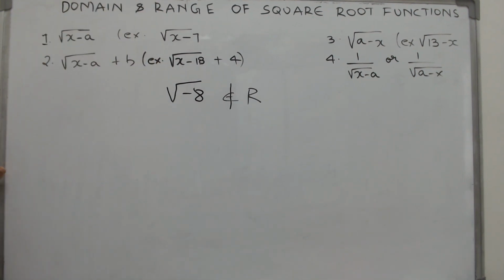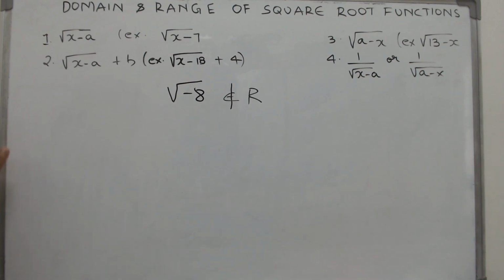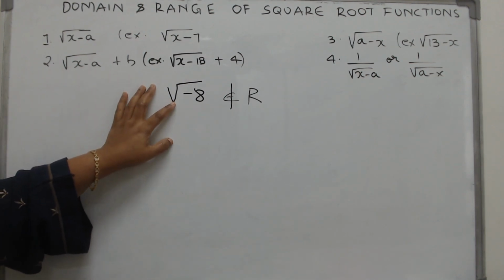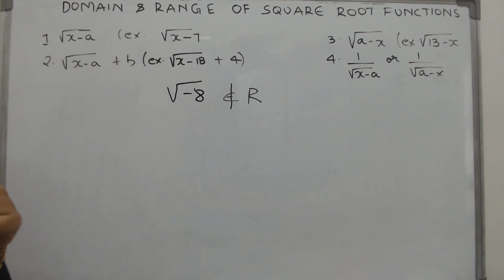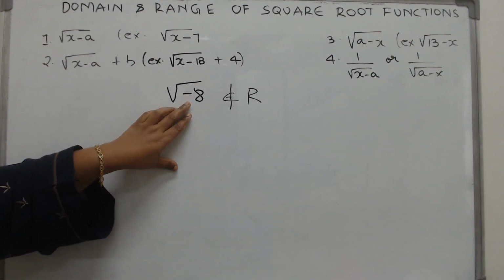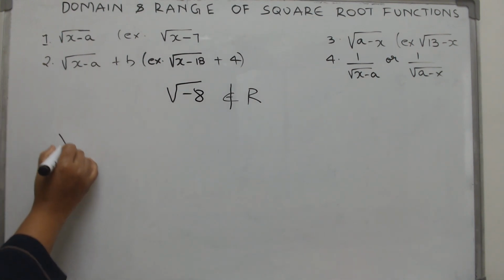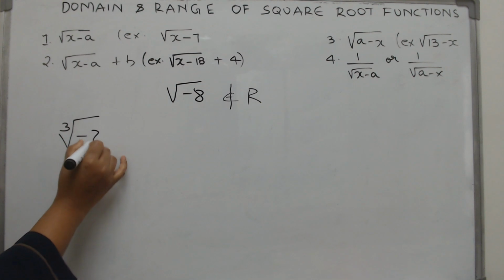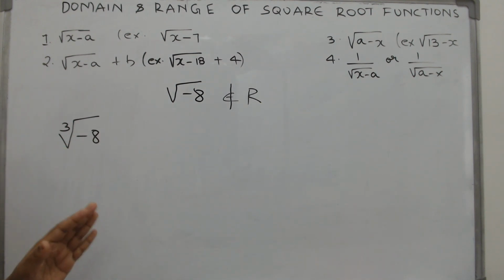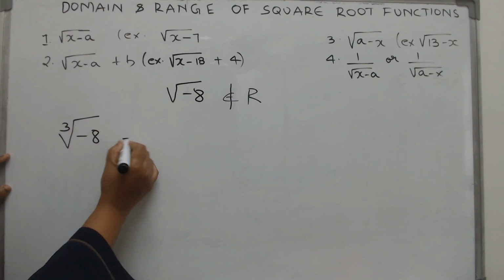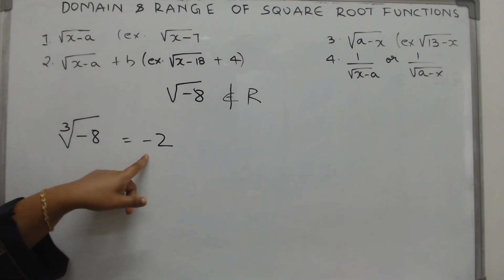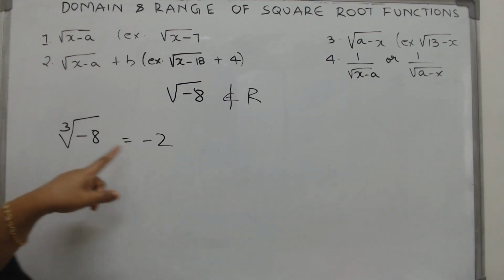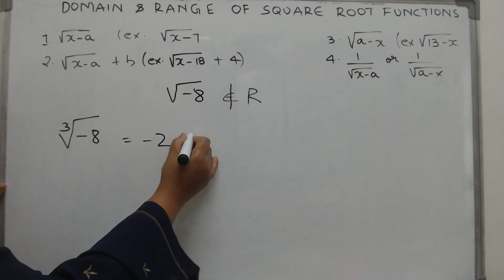Another very important thing you have to remember is that you cannot have a negative radicand for a square root function, and not just for a square root function, but for the fourth root, the sixth root, the eighth root as well. But at the same time, if you are thinking of the cube root of minus 8, absolutely no problem. Why is that? Because the cube root of a negative number gives you an answer. It is minus 2, since minus 2 cubed is minus 8. And minus 2 is a real number.